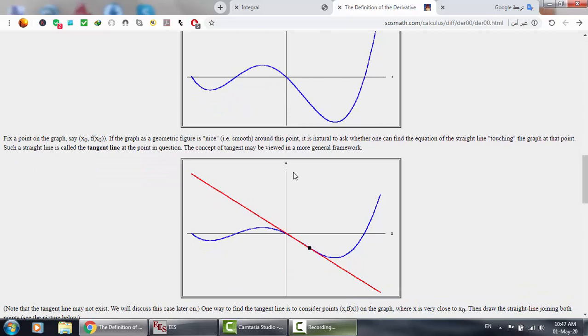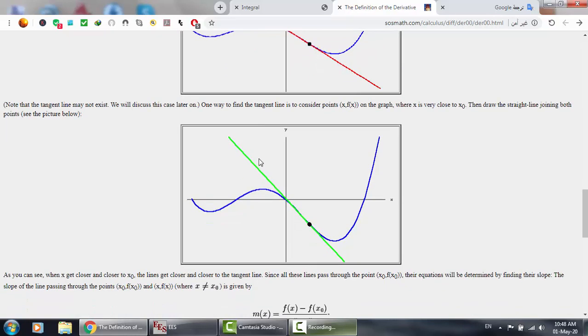To get the slope, fix a point on the graph, x naught and f(x naught). If the graph, a geometric figure, is nice and smooth around this point, it is natural to ask whether one can find the equation of the straight line touching the graph at that point. Such a straight line is called the tangent line at the point in question. So the concept of tangent may be viewed in a more general framework. Note that the tangent line may not exist. We will discuss this later on, okay?